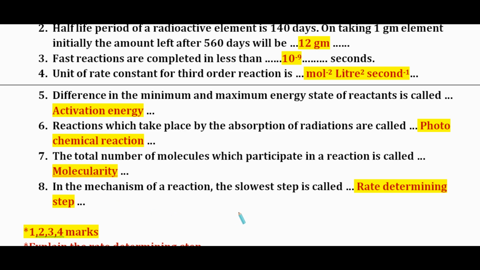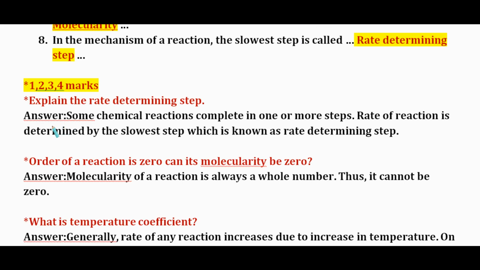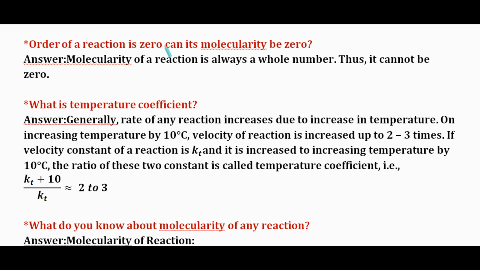In the mechanism of reaction, the slowest step is called rate determining step. Now, next question is, explain the rate determining step. Some chemical reactions complete in one or more steps. Rate of reaction is determined by the slowest step, which is known as rate determining step.